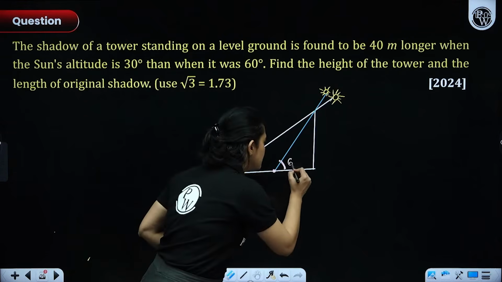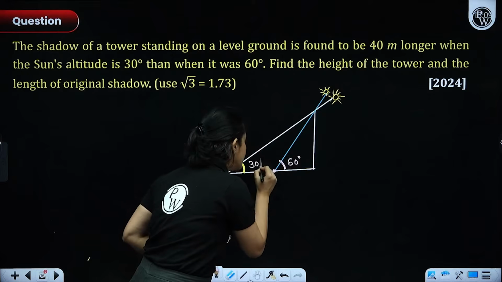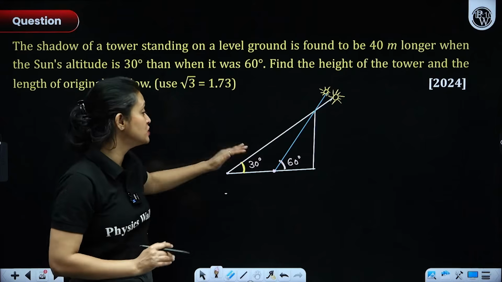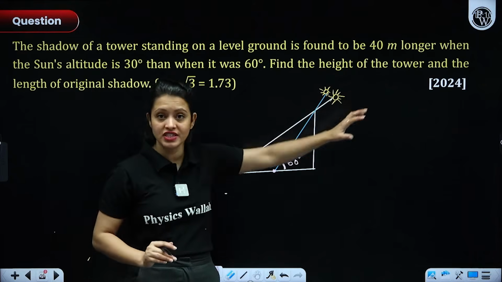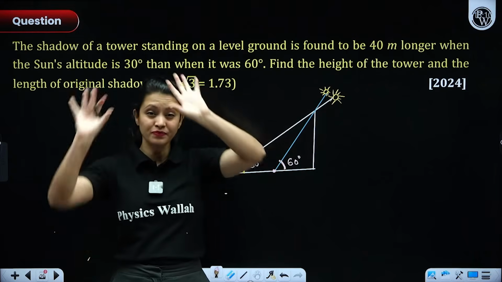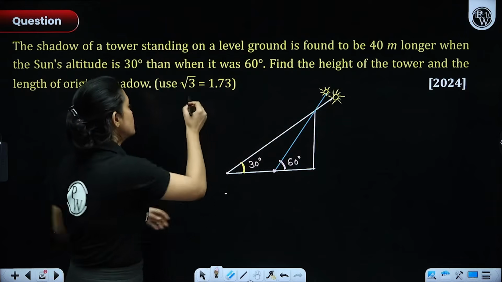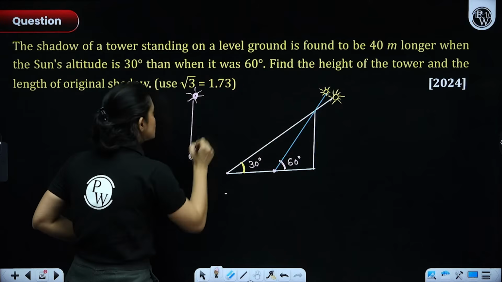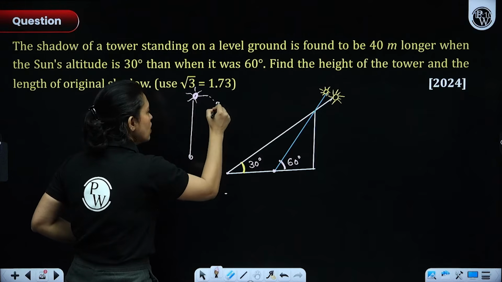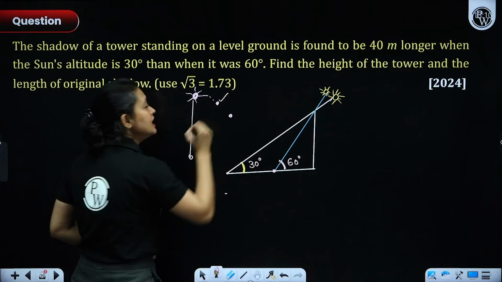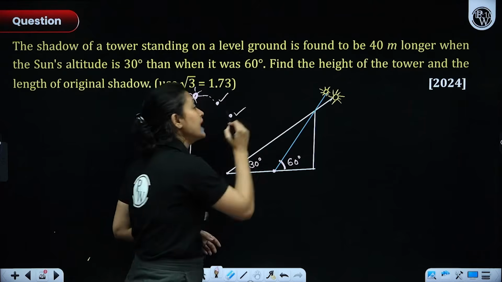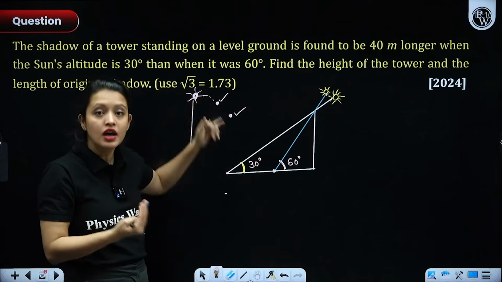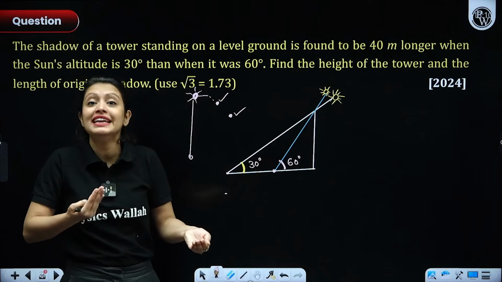So this must be the bigger angle and this must be the smaller angle. Did you understand? What was the relationship between the angle of elevation and the position of the sun? Let's suppose this is the sun being overhead. When the sun is here and when the sun is here, the angle of elevation would be greater here as compared to there. As the sun moves toward overhead, the angle of elevation keeps on increasing.